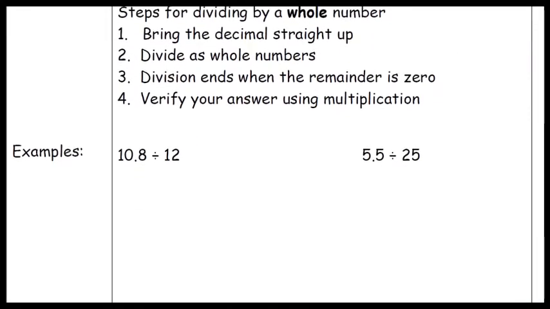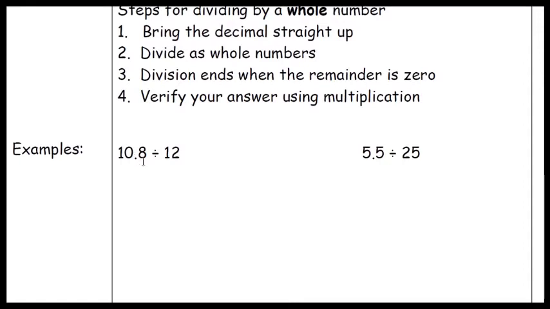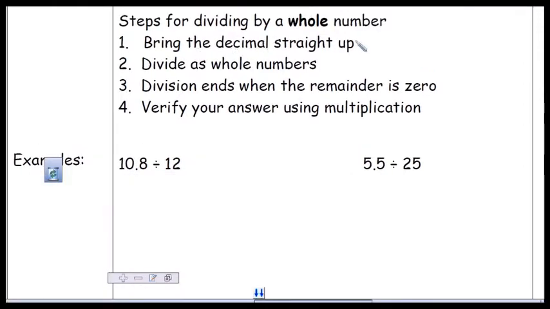These are the steps for dividing by a whole number. If you have a decimal that's being divided by a whole number, all you have to do is bring the decimal straight up, then you divide as if they were whole numbers. You forget about the decimal. Then the division will end whenever the remainder is 0, or when you get a repeating pattern. Then you verify the answer using multiplication. So we're going to do that right now.